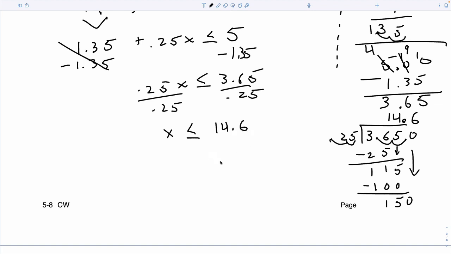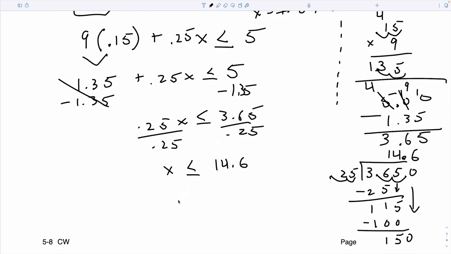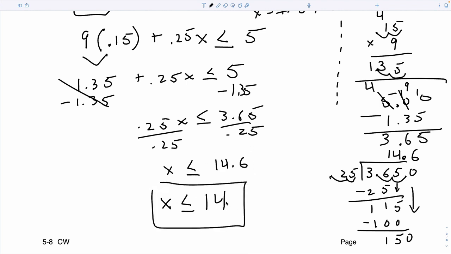Let's think about this. So he can have less than or equal to 14.6 candies. What would be a logical number that I could put in there, Hadley? Since he can't have a part of a sour candy, it's probably frowned upon to saw the candy in half and give it back to the person working there. You can't have more than 14, so we're gonna go with the lower number. Max.